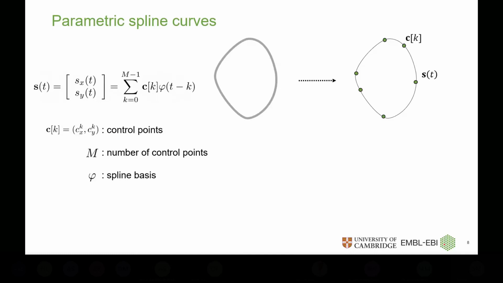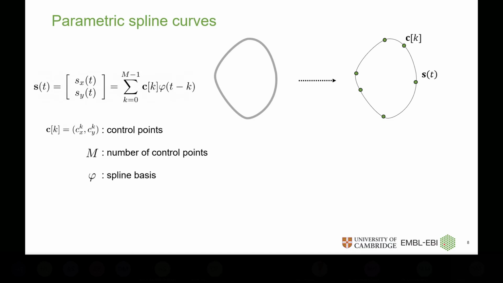So as mentioned, in SplineDist, we use 2D parametric spline curves as the object model, which is mathematically defined over here. The parameters of these models are a set of two-dimensional points, which we call control points, and the number of control points and the type of the spline kernel or spline basis. So for the construction of the object models in SplineDist, we fix m, the number of control points, and phi, the type of spline basis.